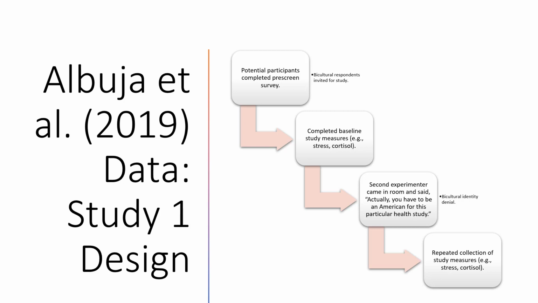After they completed those, a second experimenter came into the room and said, "Actually, you have to be American for this particular health study." This was a bicultural identity denial, since all of the participants were indeed Americans. They followed it up saying, "Well, because you've already started the study, I think it's okay if you continue, but I'll make a note about it in my records that you're not actually American." After that, they had all of the students complete the study measures a second time around.